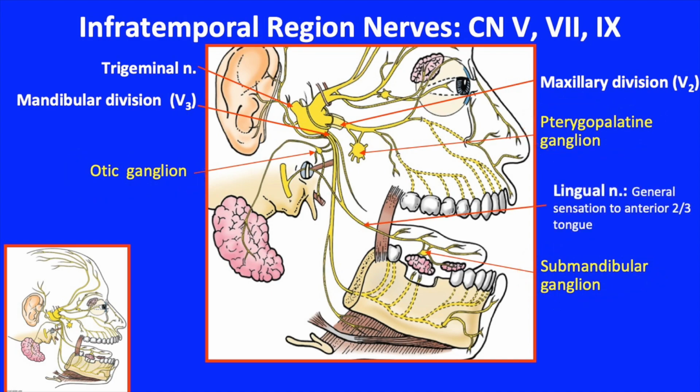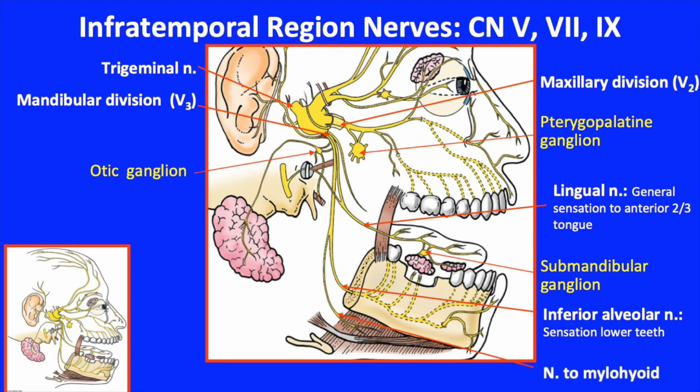The first nerve labeled is the lingual nerve, a branch from the mandibular division of the trigeminal, and it will carry general sensation to the anterior two-thirds of the tongue. Now, this is not all that it does, but we will get more into all of its components when we introduce a parasympathetic modality into this region in a second. Next, we detect the inferior alveolar nerve, and this nerve is responsible for sensation of the lower teeth. Finally, one small nerve can be identified and labeled. It is the nerve of the mylohyoid.